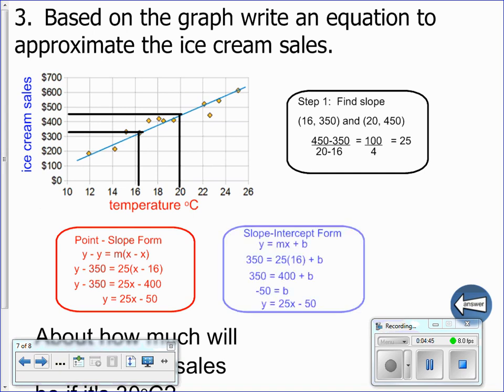Or I can use slope-intercept form. So y equals mx plus b. Using the same point, 350 equals the slope of 25 times 16 plus b. So that's 350 equals 400 plus b. Subtract 400 from both sides and I get negative 50. So my equation is y equals 25x minus 50.